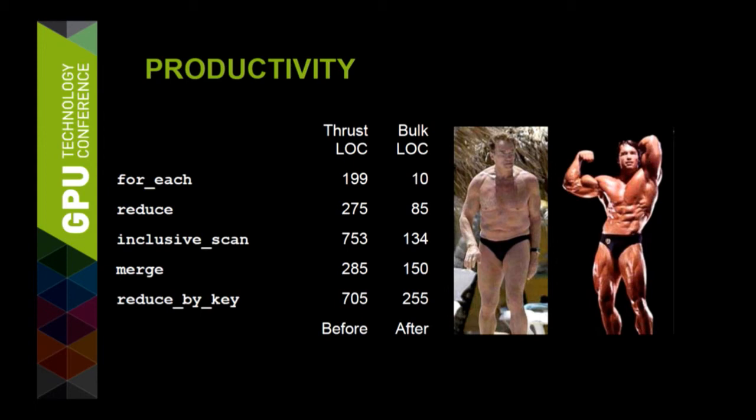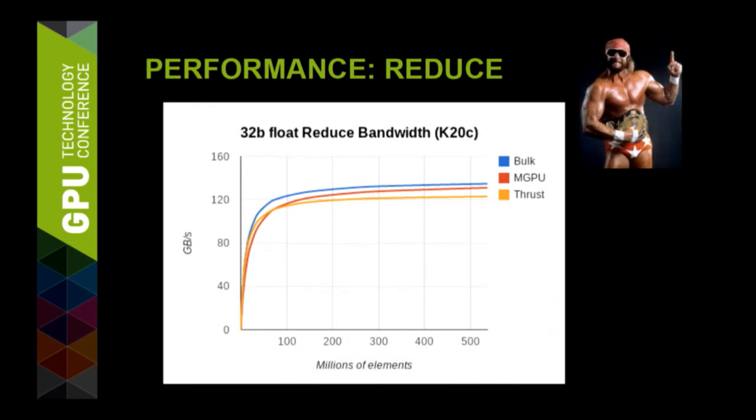The merge code is probably half the size. Reduce by key is probably around a third to a fourth of the size now. So we started out as old fat Arnold. Now we're the younger, leaner, bulkier Arnold after substituting new implementations. So you're probably asking, okay, fine, but what about the performance? Well, I'm happy to tell you that we can basically match the performance that you would find in Sean Baxter's modern GPU library.